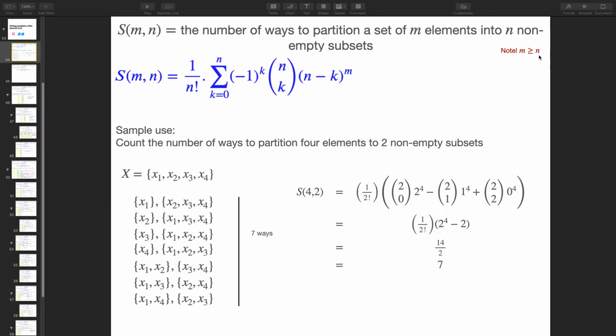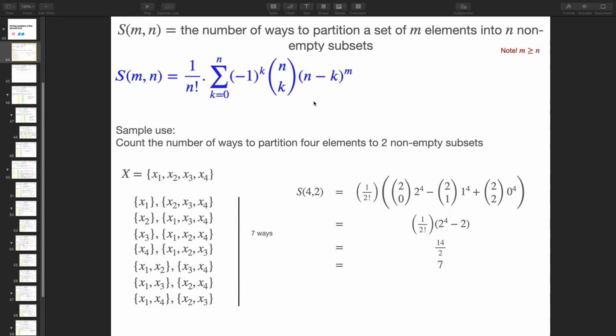edi mangyayari, meron kang mga subsets na empty, right? So, kapag mas malaki yung n kesa sa m, bali yung S of m, n, yung Stirling numbers of the second kind, in that case, will be 0, right? So, para maging non-zero, the value of m should be greater than or equal to the value of n. So, ito yung mahabang formula para sa Stirling numbers of the second kind.